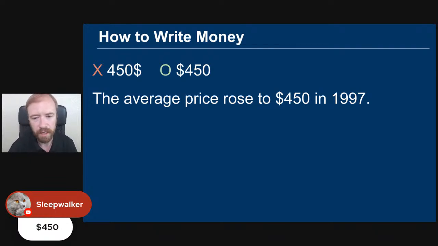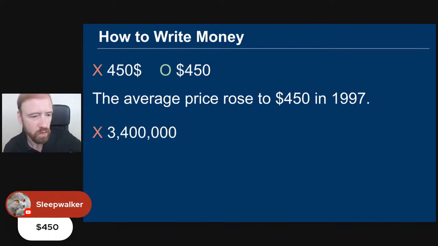So, if we're writing on the IELTS, the average price rose to $450 in 1997. What am I talking about? I don't know what the average price is. Make sure you write your dollar sign before the money. All right. No exceptions. Don't write it after. Never.